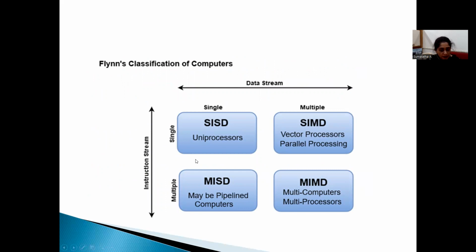SISD is basically designed for uniprocessors, that means a single processor. SIMD, that is single instruction, multiple data stream, is basically used in vector processing and parallel processing. The next one is multiple instruction, single data stream, which can be used in pipeline computers, and MIMD in multicomputers as well as multiprocessors.